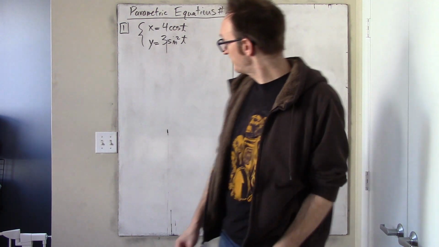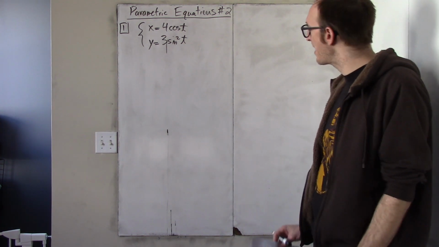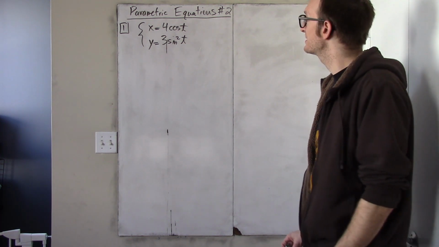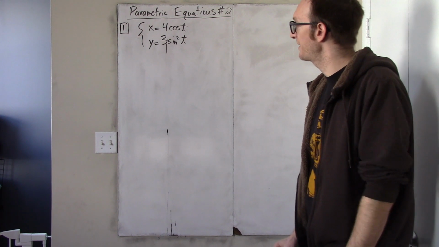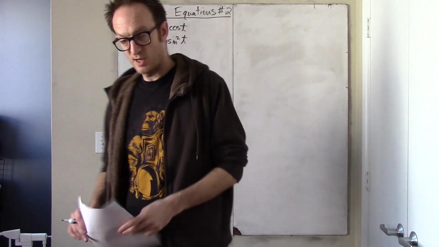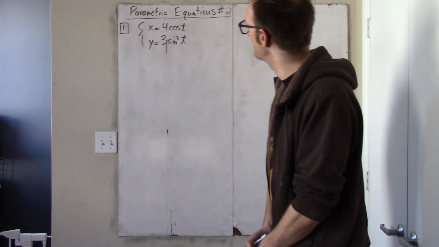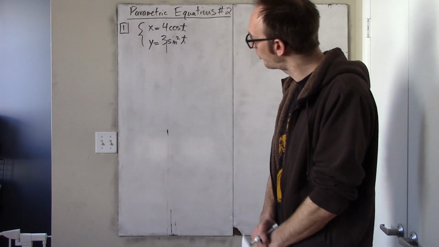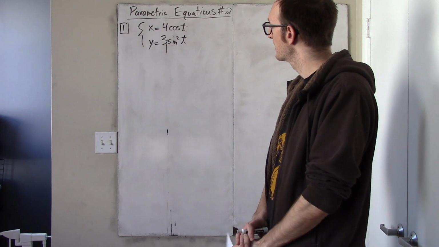Okay, we begin. The first problem, x equals 4 cosine t, y equals 3 sine squared t. This is actually kind of a repeat type problem. We did several problems almost exactly like this, so hopefully this is getting pretty easy. It's kind of like a warm-up to the packet.